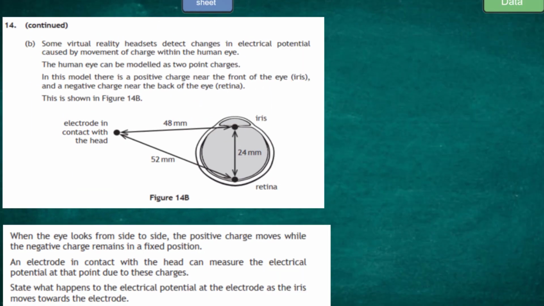Question 14 continued, part B. Some virtual reality headsets detect changes in electrical potential caused by movement of charge within the human eye. The human eye can be modelled as 2-point charges. In this model, there's a positive charge near the front of the eye, the iris, and a negative charge near the back of the eye, the retina. And you can see the diagram there shown in figure 14b.